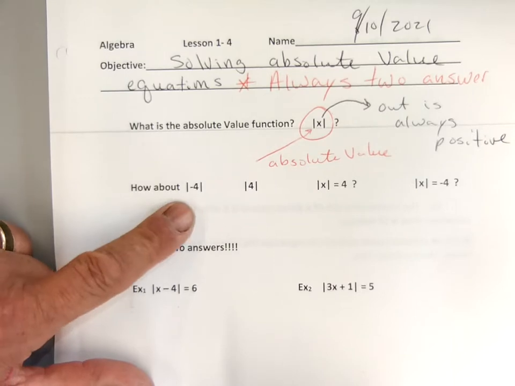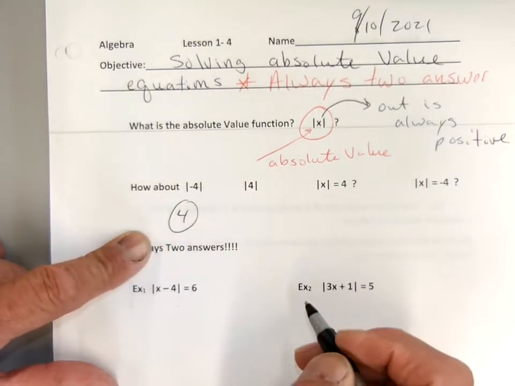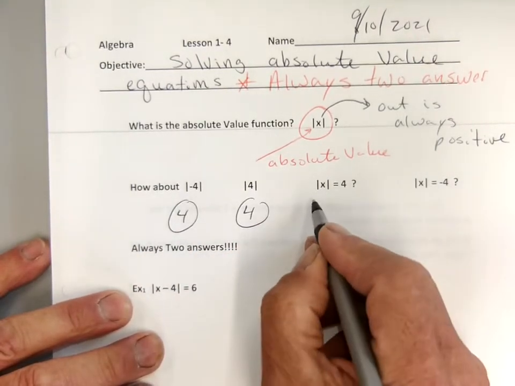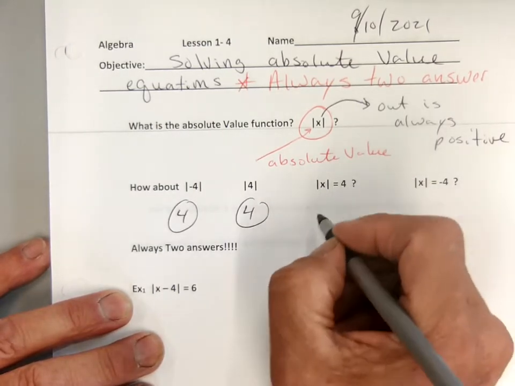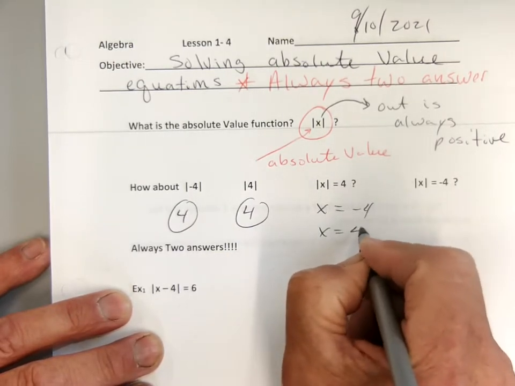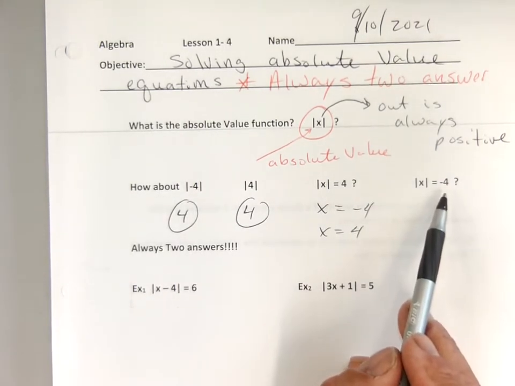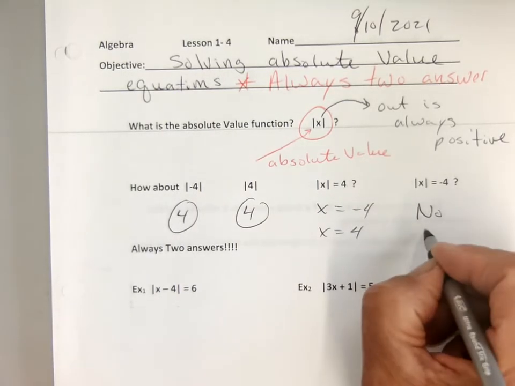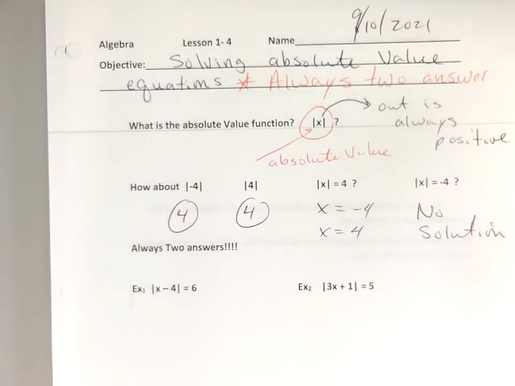So, okay, how about, what's the absolute value of negative 4? 4, good. I agree. What's the absolute value of 4? 4. Good. So that means absolute value of x equals 4 has how many answers? 2. So x equals? Negative 4 and 4. Awesome. Okay, I haven't tricked anybody yet, right? How about this one? No solution. Absolute value cannot equal a negative, right? Okay, no solution. Okay, so far, show me thumbs up. So everybody's with me. It's not too hard, is it?